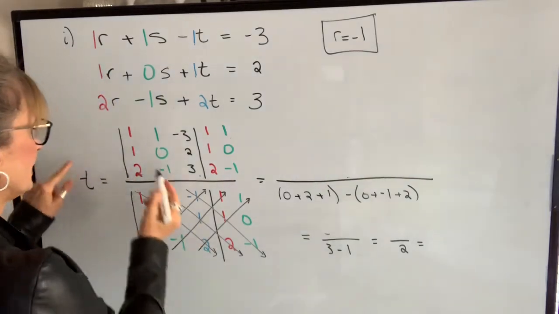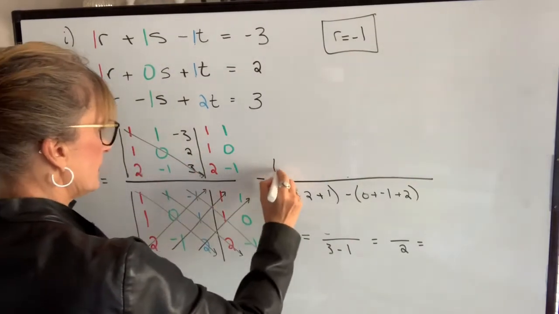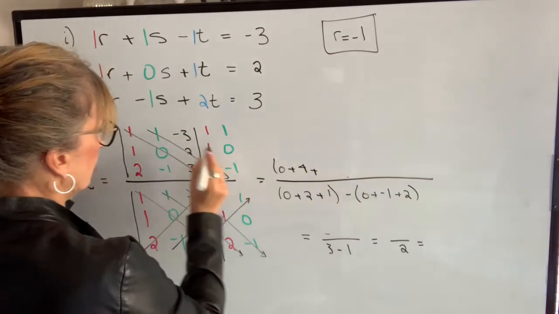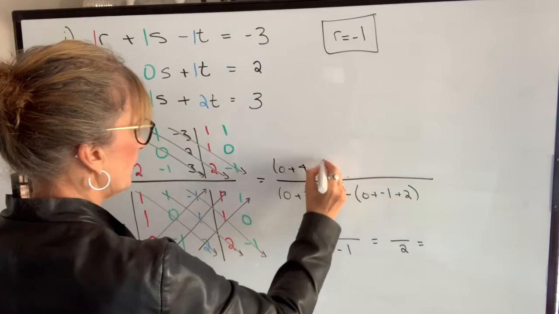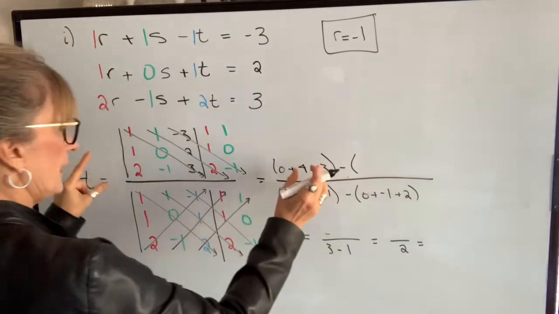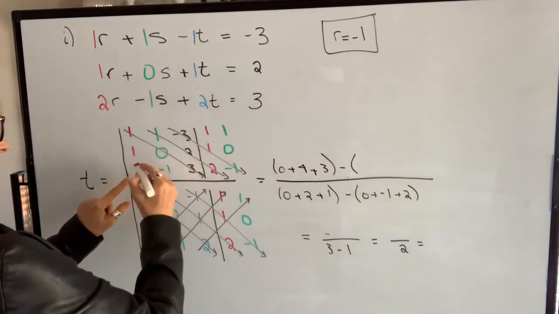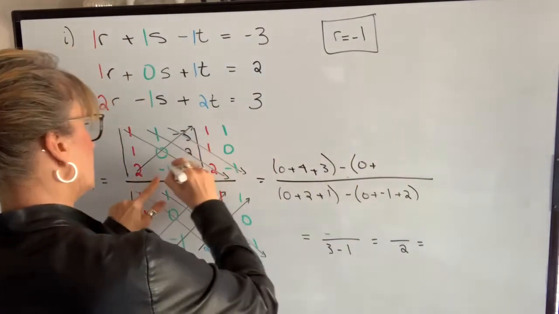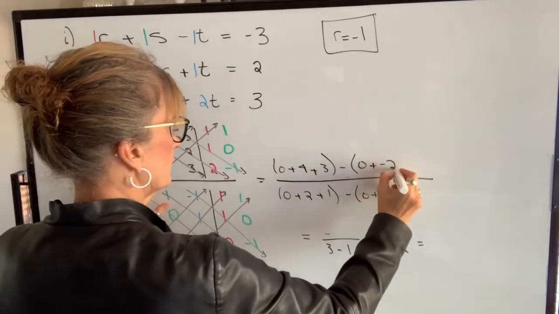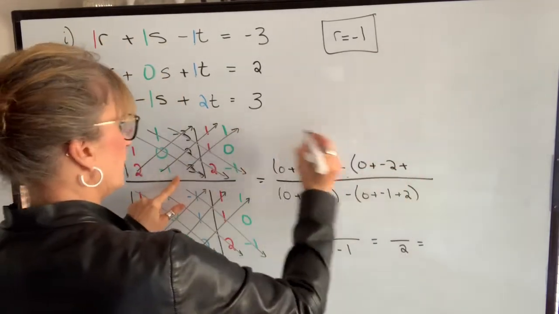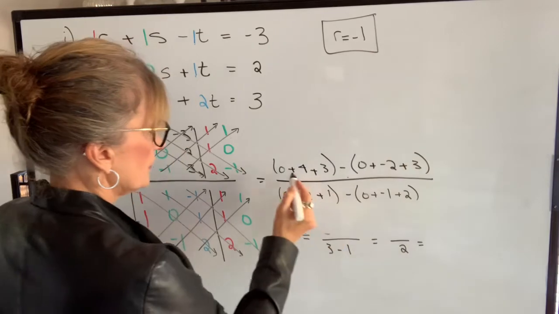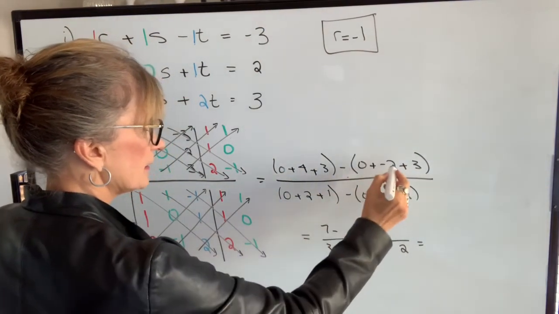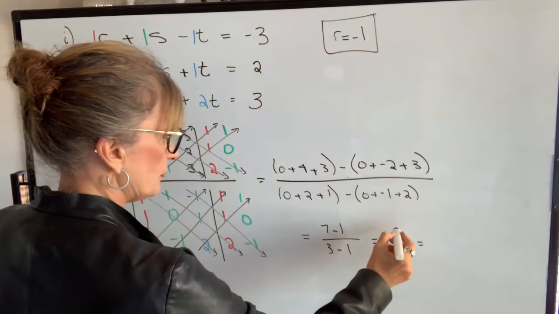Now let's evaluate this. So I've got 0 plus 4 plus 3, so we're multiplying those numbers and then taking the sum of each diagonal, minus this product is 0, this would be -2, and this would be 3. So my numerator will be 7 minus 1, which would be 6.